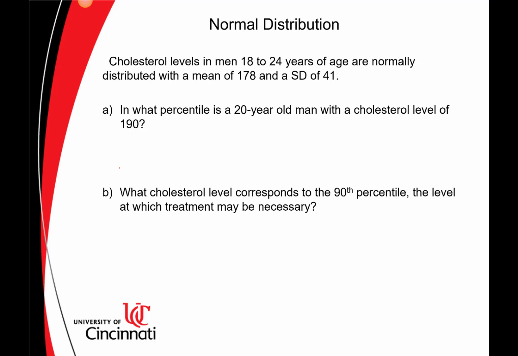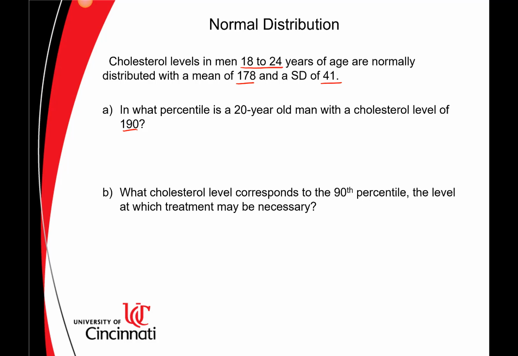Okay, so we're given some information. Men, 18 to 24 years of age, mean cholesterol level 178, standard deviation 41. A 20-year-old man goes in, gets a blood draw, they run a cholesterol check, and that person's score is a 190. Now, is this something you want to score higher than normal on? Yeah, baby, I hit it. I've got a 270. That's not where you want to be on this, is it? You don't want to be there at all. You want to be right about the mean or maybe a little bit low.